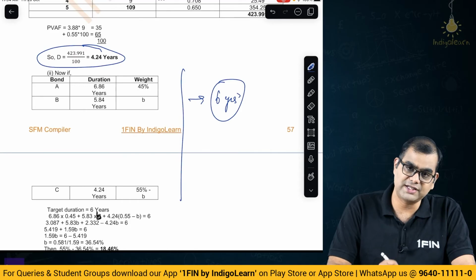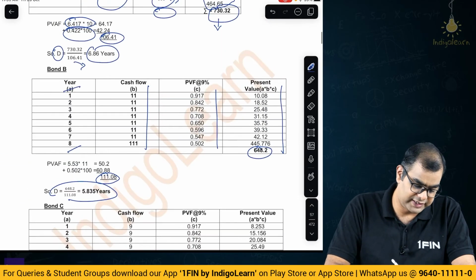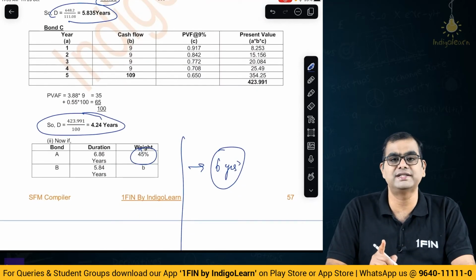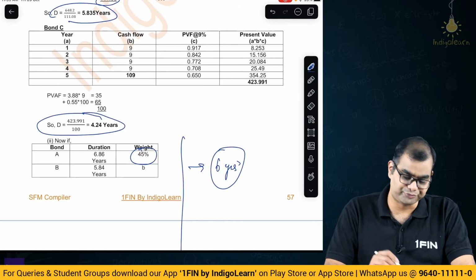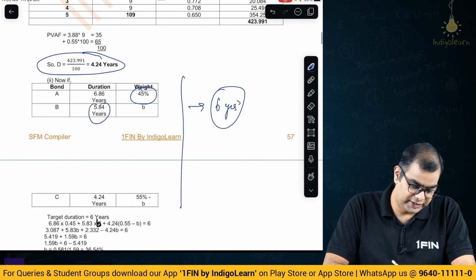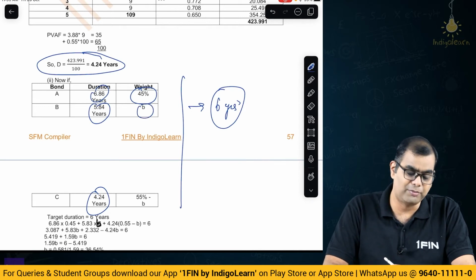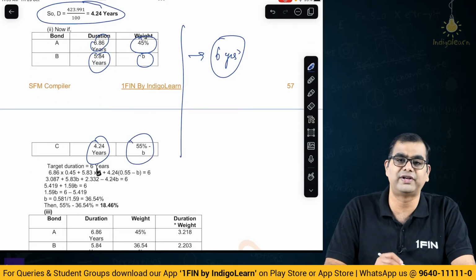Right. Now, if this has to be 6 and they have already said weight of A is 45%. So, 6.86 what we got here is 45%, and please note duration is additive and duration is simple weighted average, you can add it. Right. So, 5.84, 6.86 and 4.24. Let us assume the weight of bond B in the portfolio is B, then weight of bond C is 55% minus B.